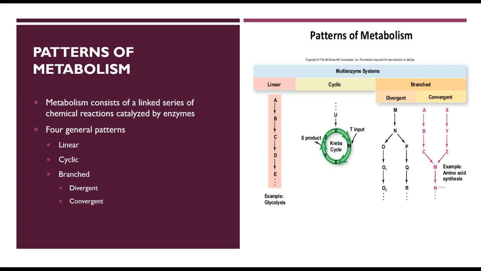We have several patterns of metabolism that occur within cells. Metabolism is a series of linked chemical reactions, and these reactions are all catalyzed by enzymes. There are 4 general patterns of reactions that we see within cells, as you can see there on the right. The first is a linear pattern, and we have one reaction followed sequentially by the next several reactions. An example of this is glycolysis, and we'll look at glycolysis in this chapter in a little bit later sections.